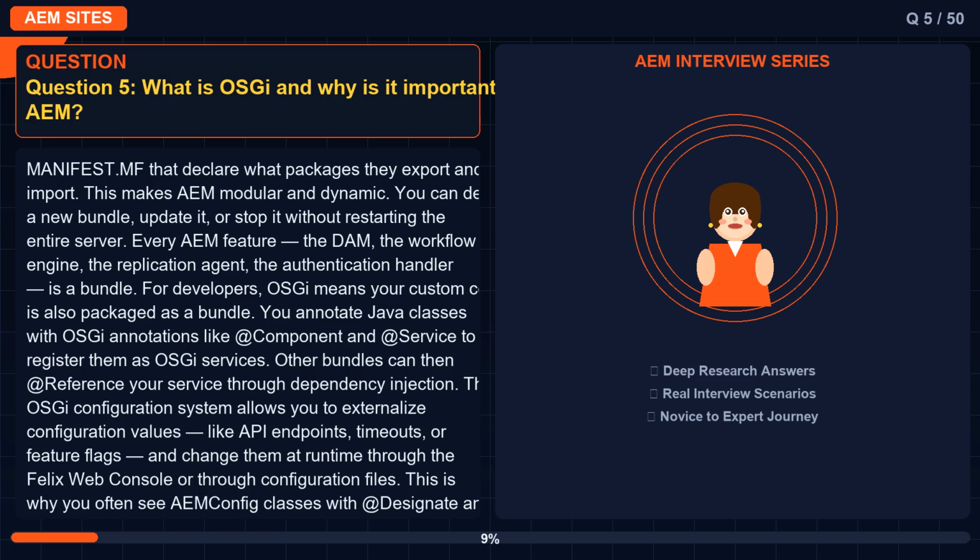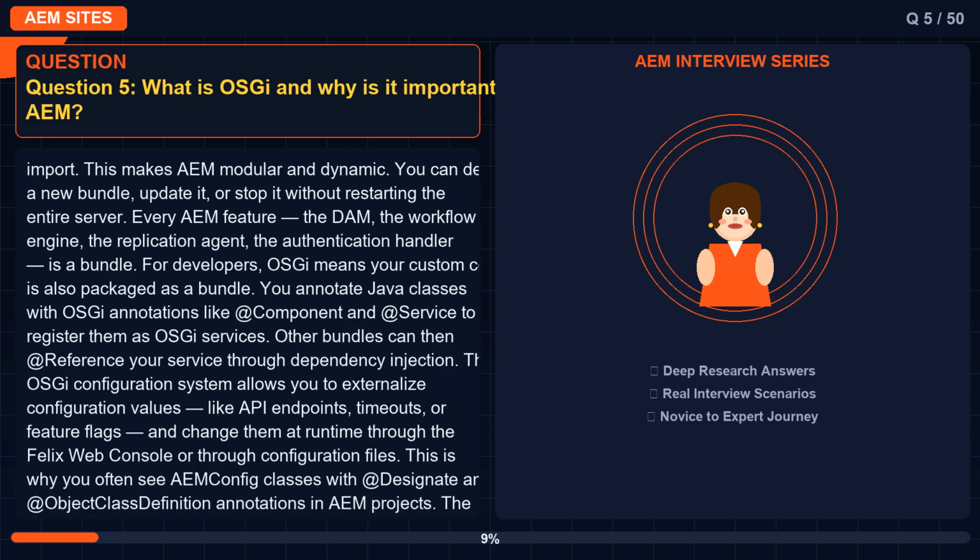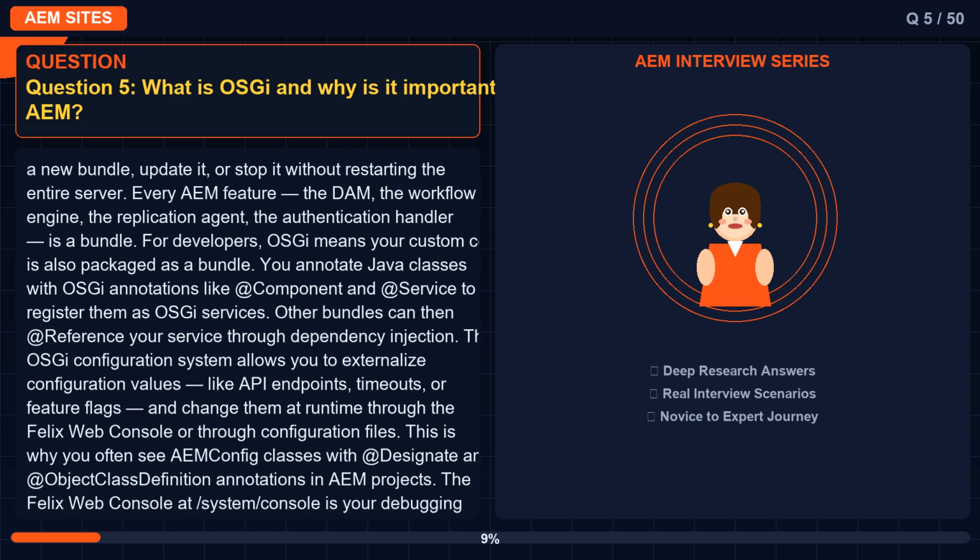You annotate Java classes with OSGi annotations like @Component and @Service to register them as OSGi services. Other bundles can then @Reference your service through dependency injection.